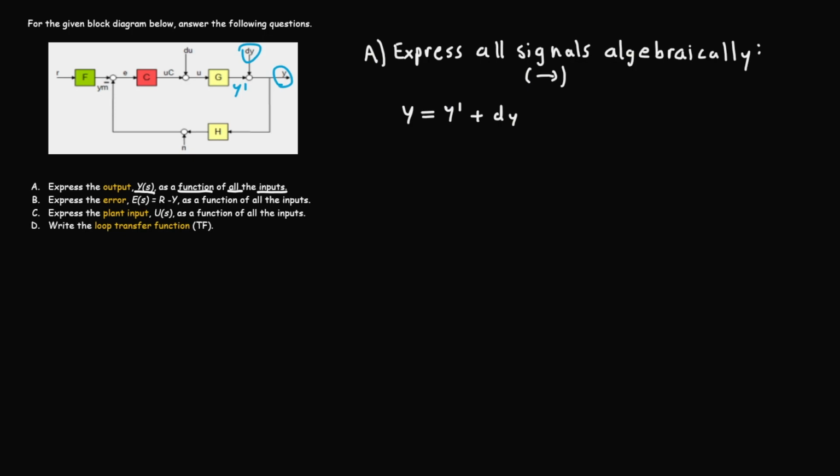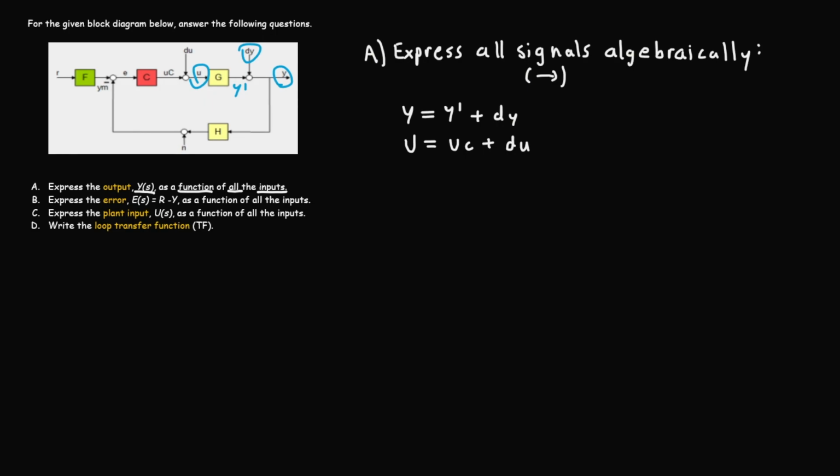And now similarly, we can go ahead and do the same for the input or signal u, which in this case will be made up of uc and du. So the signal u is equal to uc plus du. And so hopefully now you can pretty much see the pattern for these signal expressions.